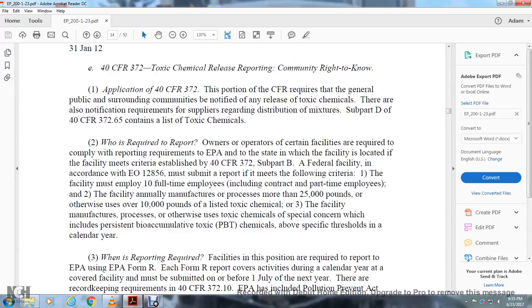The facility must meet the following criteria. One, the facility has 10 or more full-time employees, including contracting and part-time employees. Two, the facility annually manufactures or processes more than 25,000 pounds, or otherwise uses more than 10,000 pounds, of a listed toxic chemical. The facility manufactures, processes, or otherwise uses toxic chemicals. Special concerns include persistent bioaccumulative toxic chemicals above the special thresholds in the calendar year.